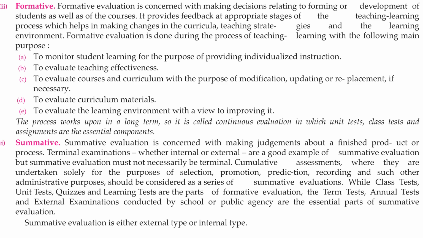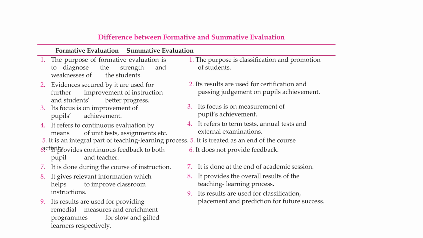Summative evaluation makes judgments about a finished product or process, such as terminal examinations or cumulative assessments. The difference between formative and summative evaluation is clear. Formative focuses on diagnosing student weaknesses and improving achievement during the course. Summative focuses on certification, promotion, and measurement of achievement at the end of the course.